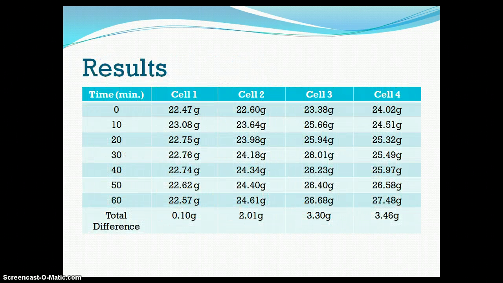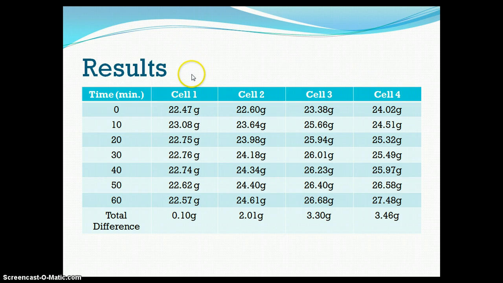It's crucial. So for our results, Ashley's and mine for this experiment, we jotted them down in a table, and now we have this beautiful masterpiece. Our time spans from 0 to 60 minutes, and on the bottom we have the total difference of osmosis. So let's begin by establishing cell number 1 is our 0% solution, cell number 2 is our 12% solution, cell number 3 is our 21% solution, cell number 4 is our 30% solution.